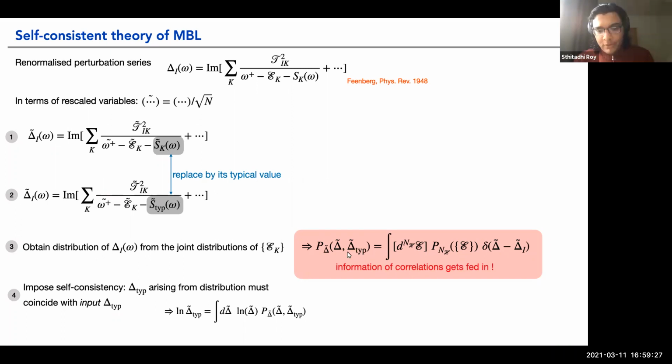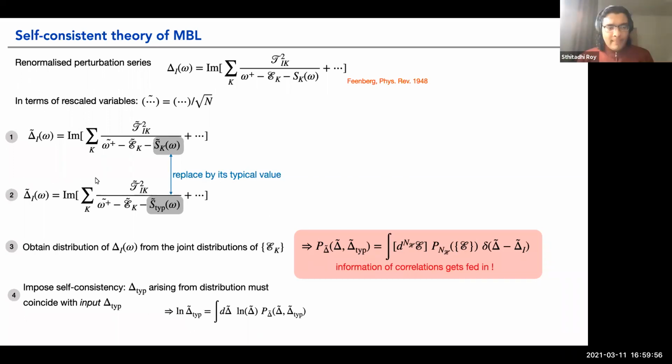Now, the point is that once I've done this, I actually get a distribution for delta tilde, which parametrically depends on the delta typical that I sort of put in by hand. So then we come back and impose self-consistency and say that the typical value that I obtained from the distribution by taking the geometric mean should match with the parametric delta typical that I had put in. So basically, this is the program that we are going to run.